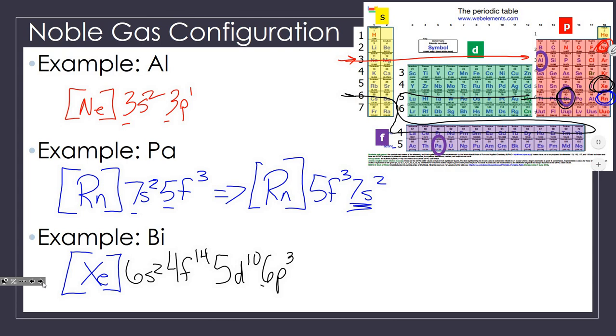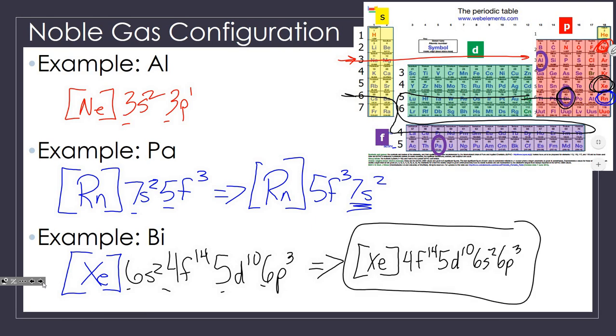3. This one does have different numbers, so I do need to rearrange it. So it's going to be xenon, which is the lowest level shell. 4f14, good. Then what? 5d10. Then I just do the s and then the p. p is always left till last if I have it. This is my noble gas configuration. The outermost shell is the s and the p.